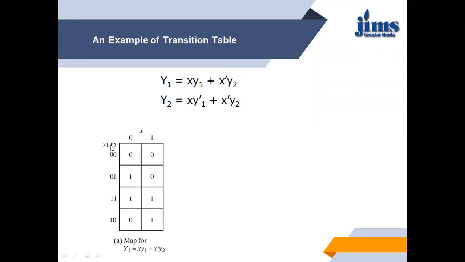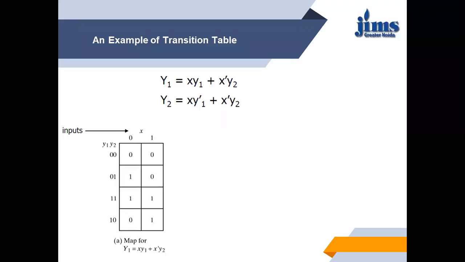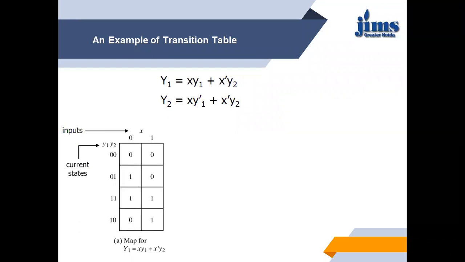So these are the present states y1, y2, and x is the input. All inputs, x1, x2, x3, whatever they are, should be kept on top of the map, and the current state at the side of the map. As we have two current states y1, y2, there are four possible combinations. We have only one input, which has two possible combinations. Putting the values, this one is 0, 0, 0, that is capital Y1 is 0, capital Y2 is 0, and x is 0. We put the value 0 and 0 is 0, 1 and 0 is 0. So 0 or 0 is 0. In this way, we can find the binary values for each possible combination.